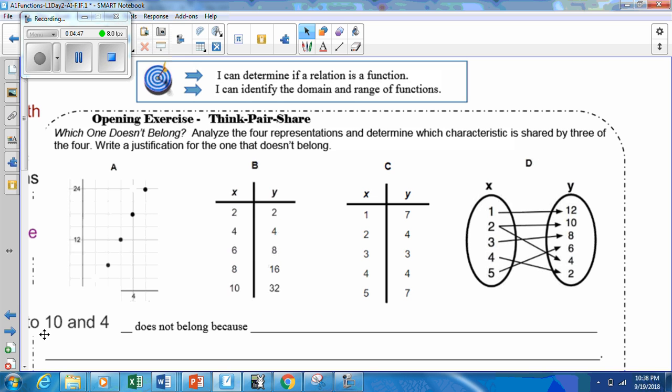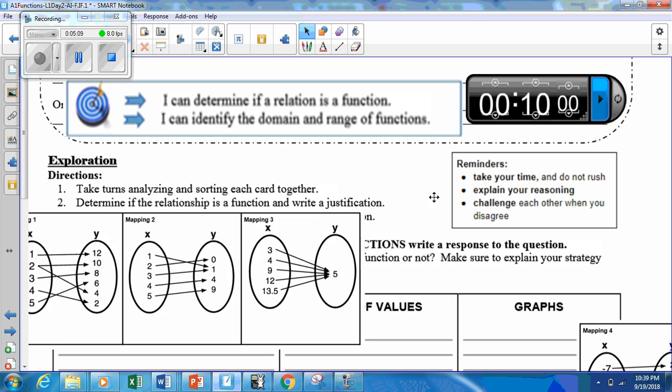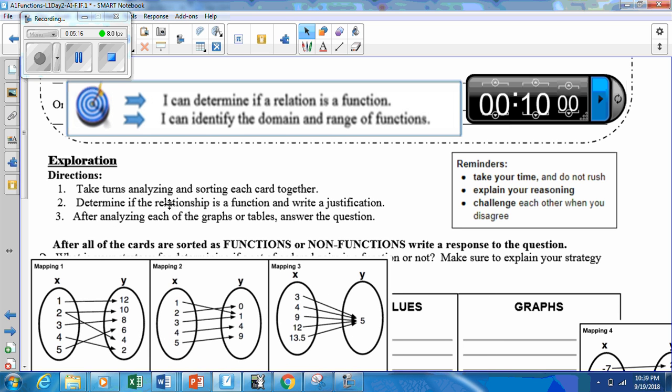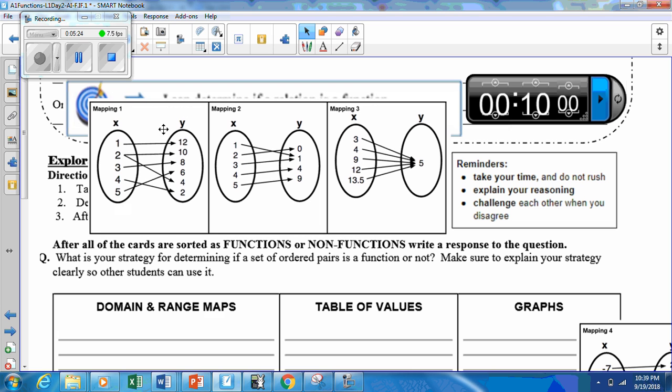All right, in this next problem, guys, we have about 10 minutes where I want you to do a little exploration, some hands-on activity. The directions: take turns analyzing and sorting this deck of cards, determining if the relationship is a function, and writing a justification. Just to model what that might look like: is map 1 a function? Well, I might argue it isn't, because 2 is paired to 2 outputs, and that would be my rationale.